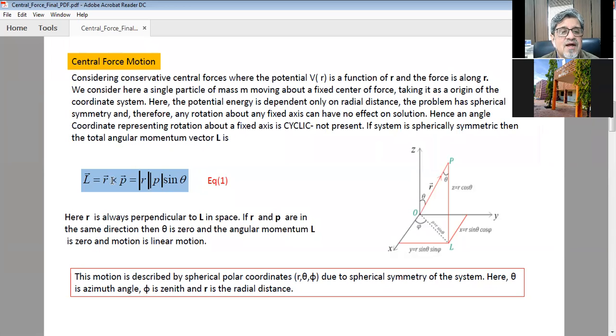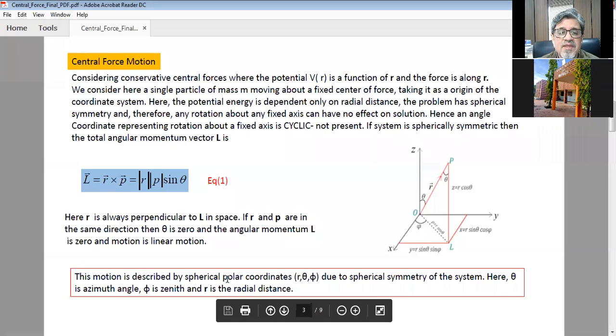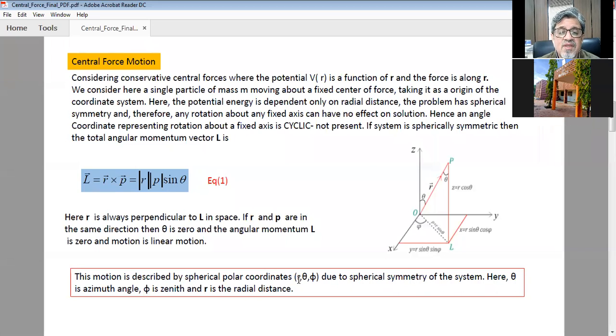In that case, r and p are both in the same direction, and that shows a linear motion. So in the case of linear motion, angular momentum is 0 because sin theta is 0. Now this motion is described by spherical polar coordinates because it has a spherical symmetry, and because of spherical symmetry, it is convenient to use spherical polar coordinates.